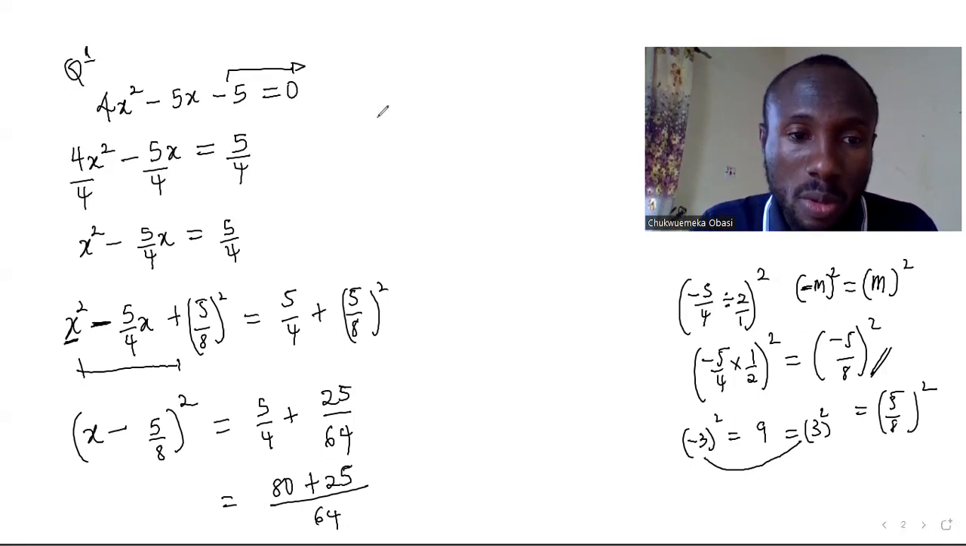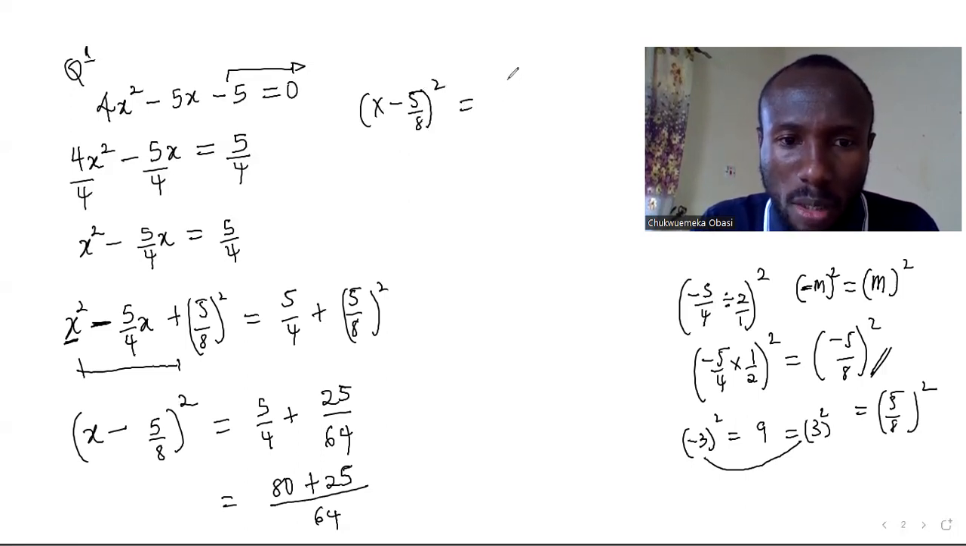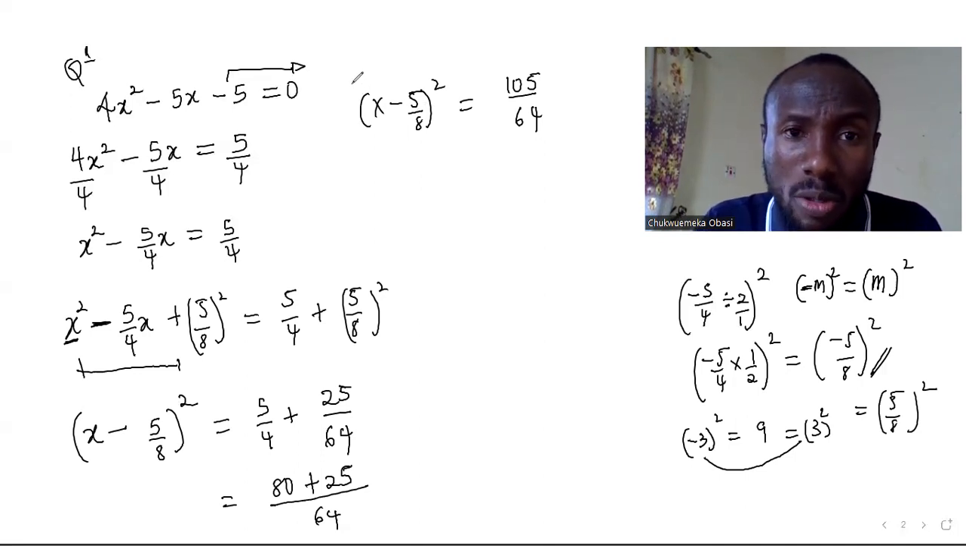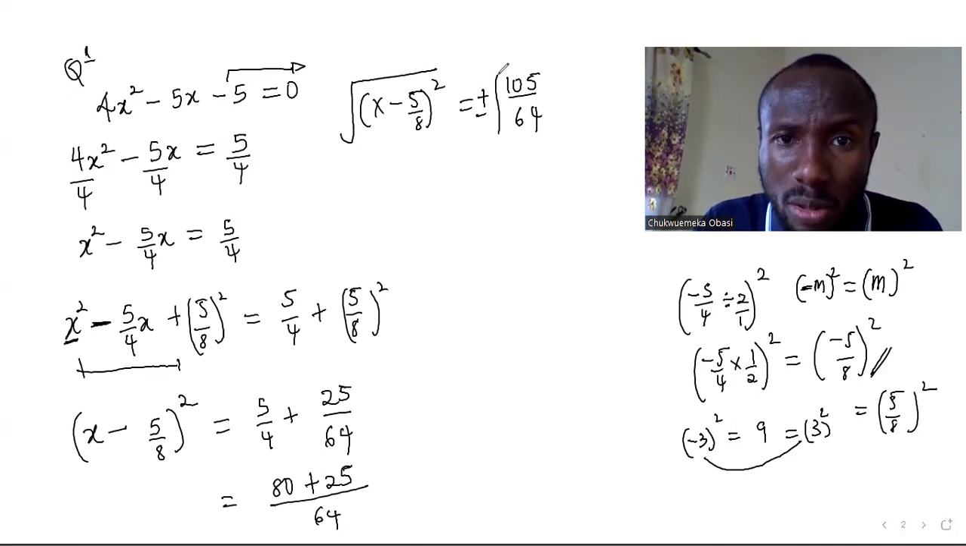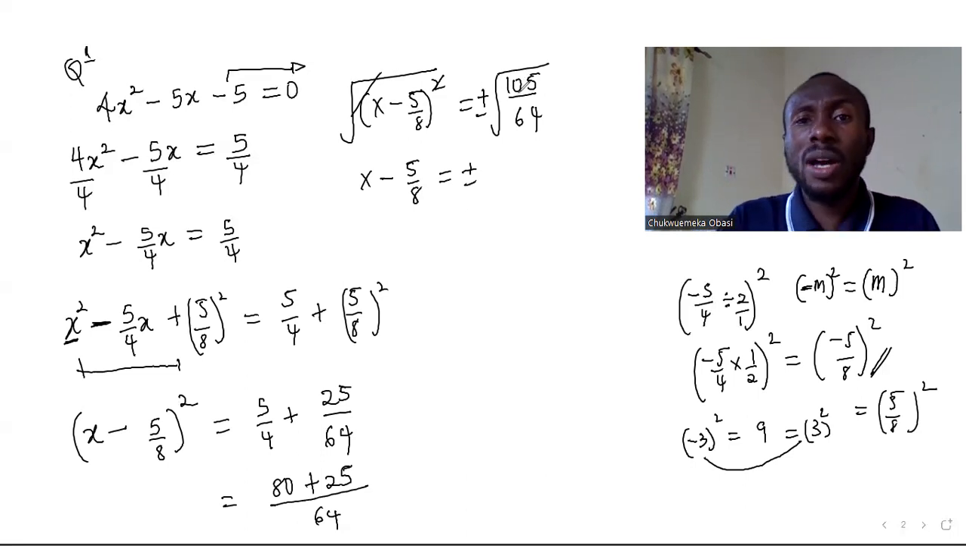It gives us, so now we have (x minus 5 over 8) all squared is equal to 105 over 64, right? Now, the next thing you want to do, you take the square root of both sides, right? You take the square root of both sides to get rid of this square. So square root here, then plus or minus square root here. This square cancels out this guy. So you have x minus 5 over 8 is equal to plus or minus square root of 105.